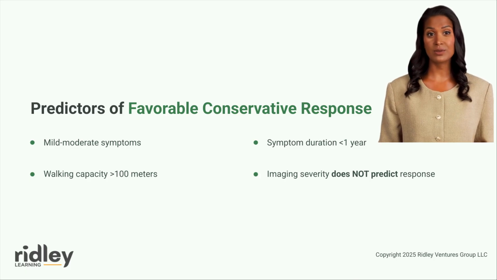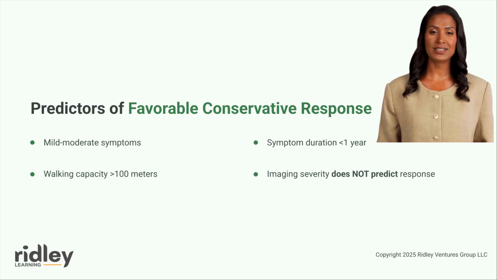Mild to moderate symptom severity at baseline predicts better conservative outcomes, likely reflecting earlier disease stage with greater capacity for improvement. Symptom duration of less than 1 year is associated with better rehabilitation response, while prolonged symptoms may indicate more advanced structural changes or established neural dysfunction less amenable to conservative intervention. Preserved walking capacity, typically operationalized as ability to walk more than 100 meters before symptom onset, indicates less severe functional compromise and predicts better conservative outcomes.